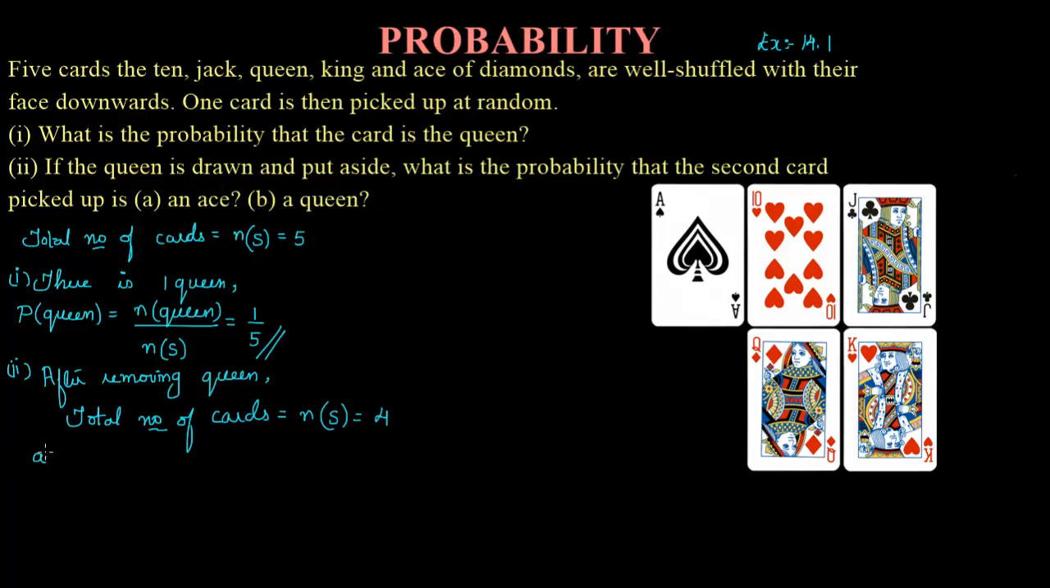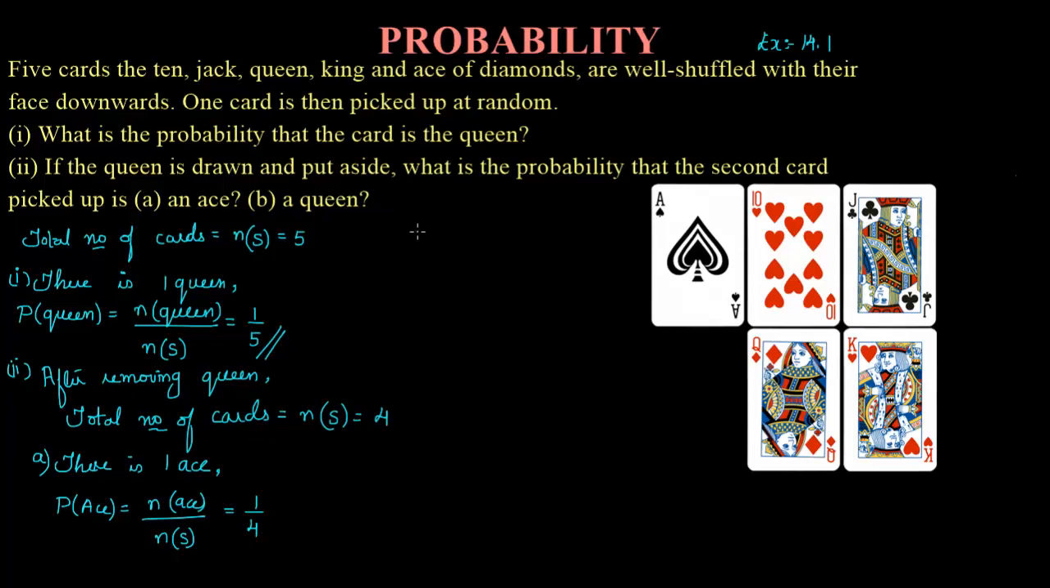After removing the queen, how many total cards are there? 4. And how many aces are there? Only 1. So probability of getting an ace is equal to the number of aces divided by the total number of cards, which is 1 divided by 4. Now you will not write 5, because one card has been removed and kept aside, so the total number has been reduced to 4.